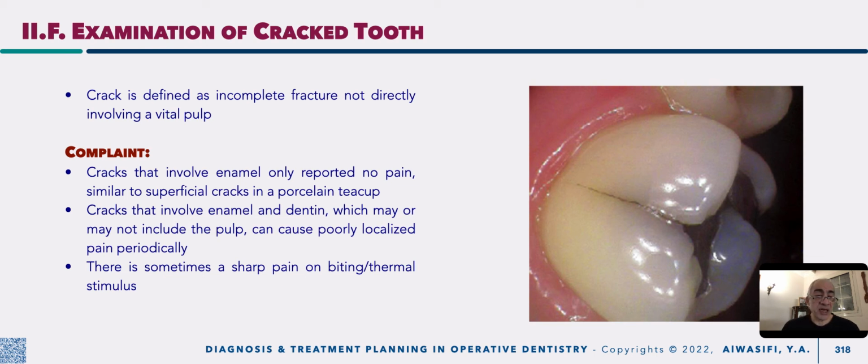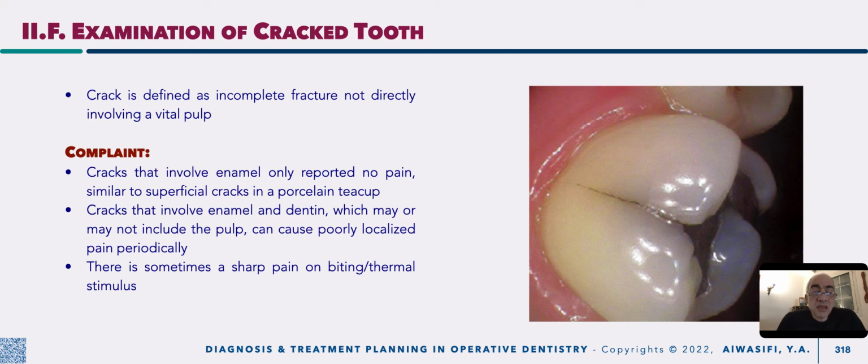The complaint in case of a crack, when it involves enamel only, is that the patient will not report any pain, similar to a superficial crack in a porcelain teacup, and in certain cases it may be discovered accidentally. When you are examining the patient for another condition, you may discover this crack in enamel only.